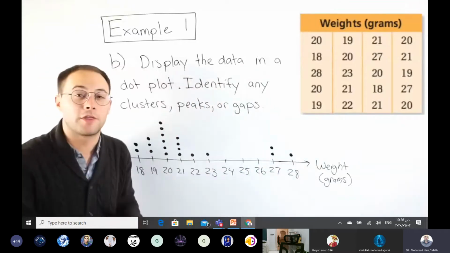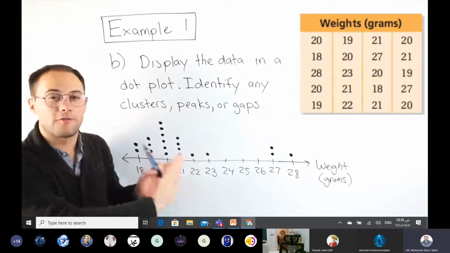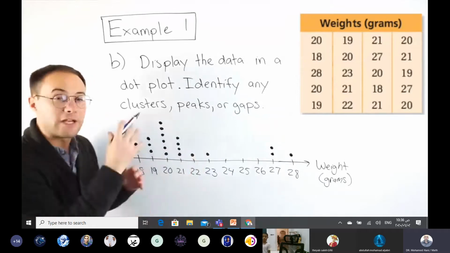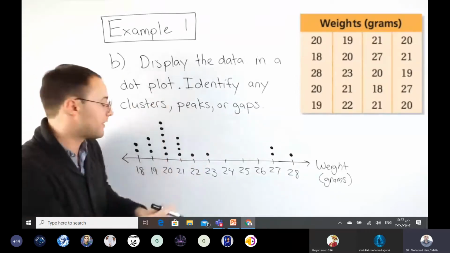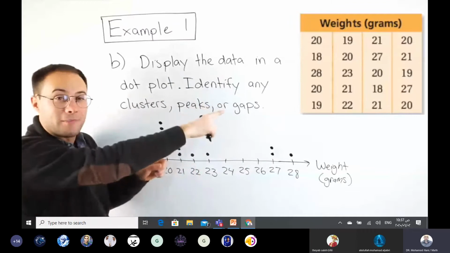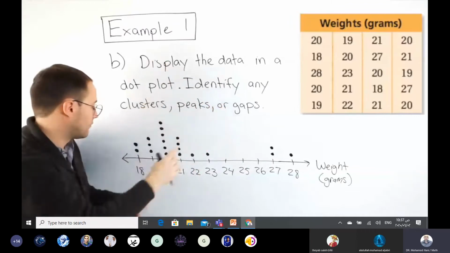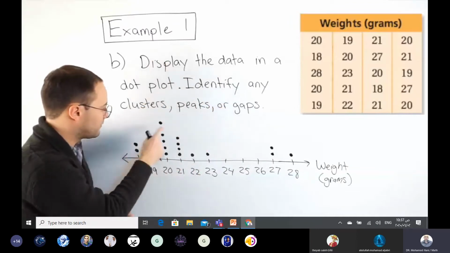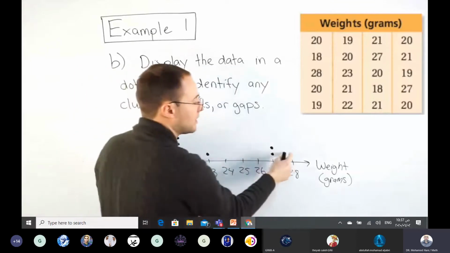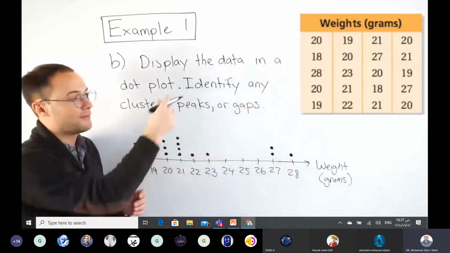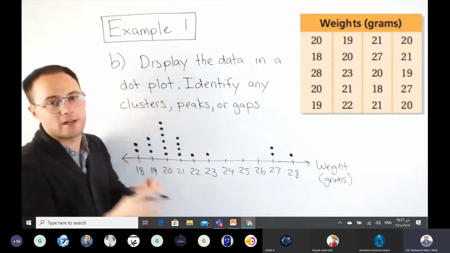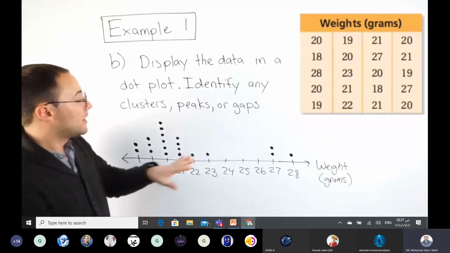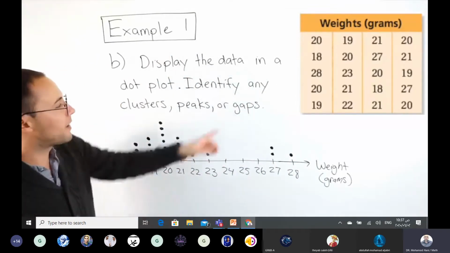One good thing to do before you're finished is just double check to make sure you counted all of the data values. So just count your dots and make sure it matches the values over there. So I've got 1, 2, 3, 4, 5, 6, 7, 8, 9, 10, 11, 12, 13, 14, 15, 16, 17, 18, 19, 20. And if I look at that little chart, I have 20 values there, so I'm happy with that. Now, dot plot is done. Let's go to the next part.